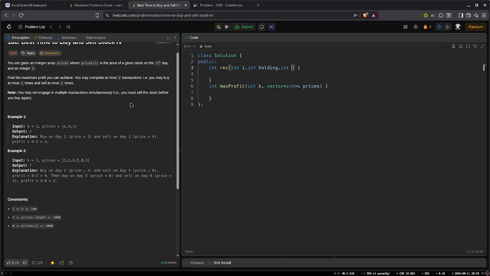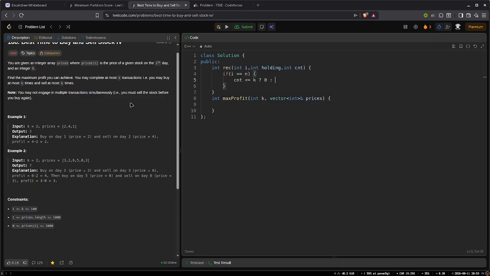And now I have the count dimension. So if i equals n, that means I am on the very last day, all the days have completed, and I have done less than or equal to k transactions. That means this construction is valid, otherwise it is invalid. Since I am finding the maximum profit, to prove it invalid I would return negative infinity. So constant infinity equal to 1e9, and minus infinity would be here.